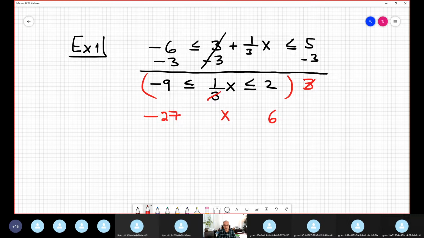And what happened with this sign? Stay the same or reverse it? Oh, it stayed the same, Professor, because we are multiplying by positive numbers. How do you express the answer in interval notation? Well, bracket -27, 6 positive, and both brackets, because this equal sign indicates that it includes the endpoint.